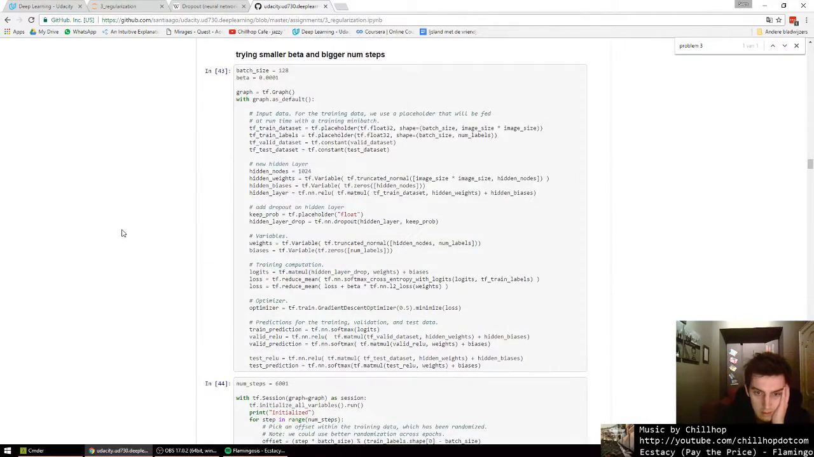Okay, let me try to understand what he's doing here. So he's adding the dropout here. Keep probability, yeah, that's just a float, that's what I also did. And the hidden layer drop is then the dropout, hidden layer, did that. Keep probability.